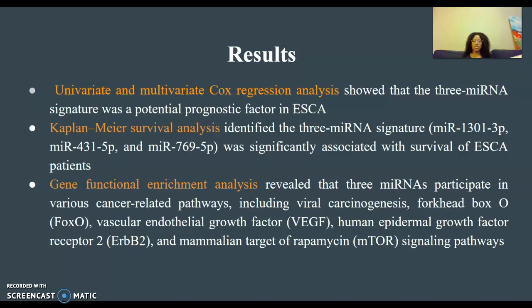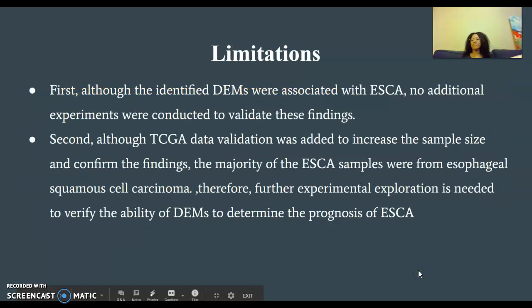And then gene functional enrichment analysis revealed that the 3 microRNAs participate in various cancer-related pathways, including viral carcinogenesis, Forkhead box O, which they refer to as FOXO, vascular endothelial growth factor, human epidermal growth factor, and mammalian target of rapamycin signaling pathways.